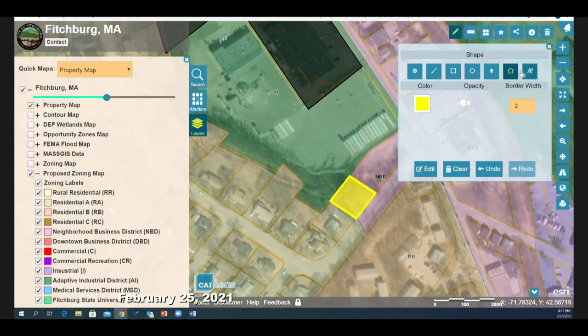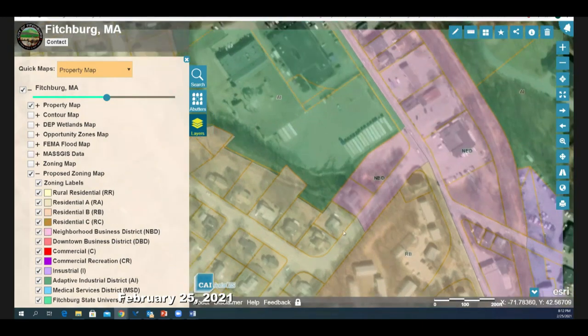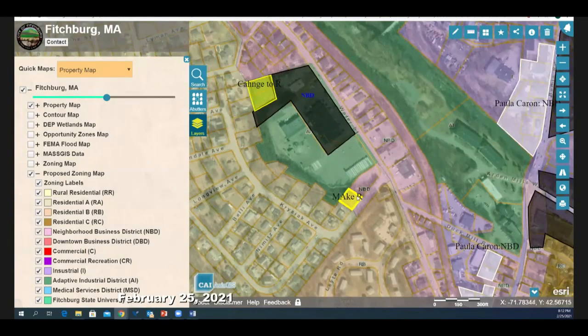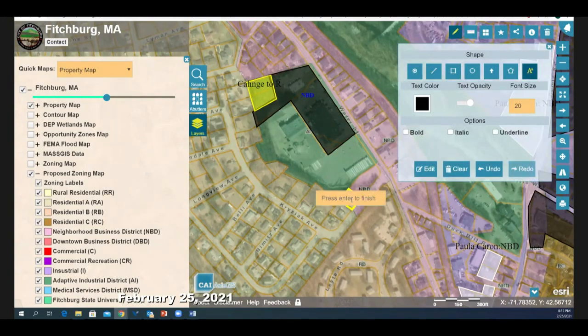That looks good. I'm saying make R consistent with that district behind it, which I believe is RA. You know what? I'm not going to stop being precise. All right.